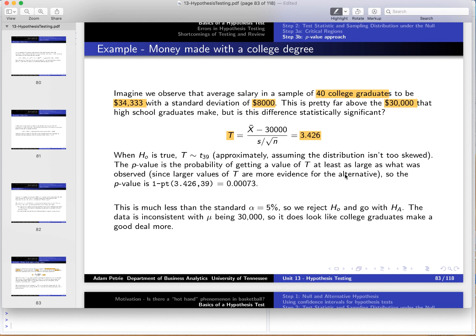So is this a value that we observe all the time when the null hypothesis is true and the averages are identical? Well, let's get that p-value. When the null is true, and we're dealing with equal averages here, basically if we know that the college average is the same as the high school at 30,000, the number of standard errors that the sample average is observed to be away from that 30,000 is going to be well described by a t-distribution with 39 degrees of freedom.